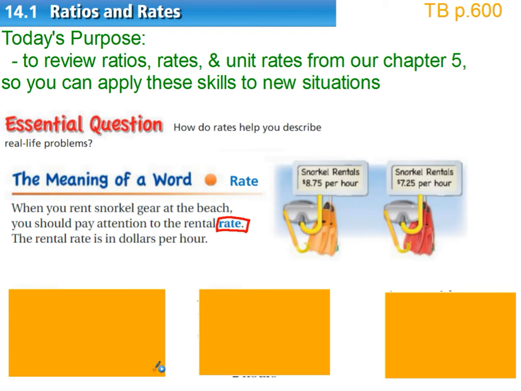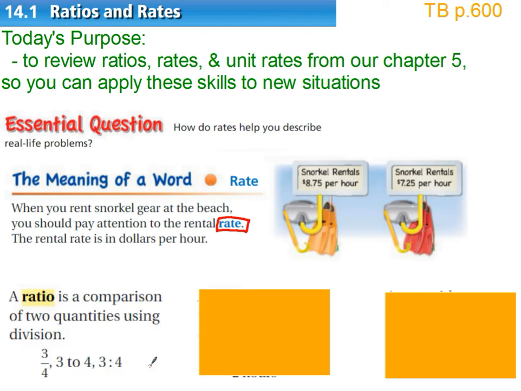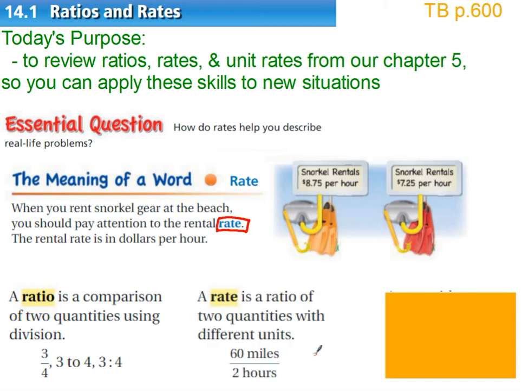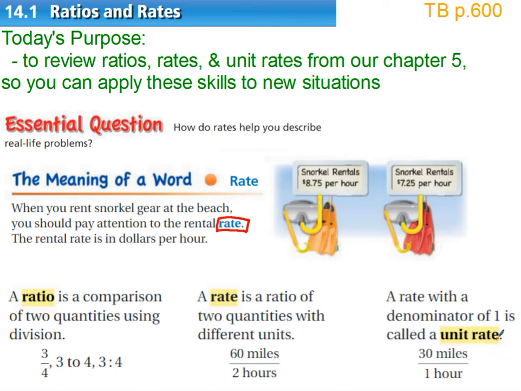Some other words that we talked about back in Chapter 5, ratio. Remember, it's a comparison of two quantities. Rate is a ratio of two quantities with different units, such as miles per hour, price per pound, price per hour. There's lots of different examples that we could use, but the two things being compared are two completely different units. And then finally, remember, unit rate is when one of the numbers in the rate being compared is 1.